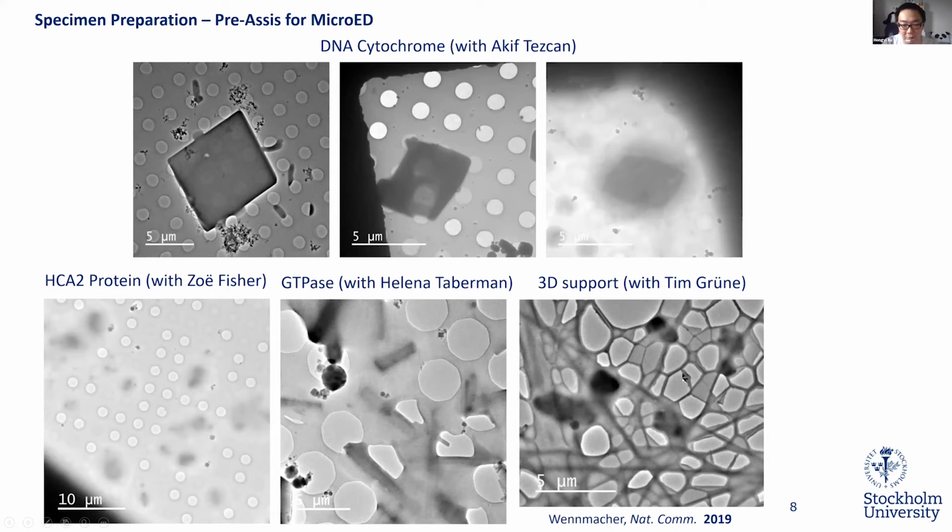And most interestingly, we've also been working with Tamir Gonen's group on this 3D support, because when we have plate-like or needle-like crystals, we have a preferred orientation problem on the grid. So what they thought about is to bring nylon fibers onto the grid, so we have a 3D support. We worked with it, and it really works very well with our methods. We can have a 3D support for micro-ED.